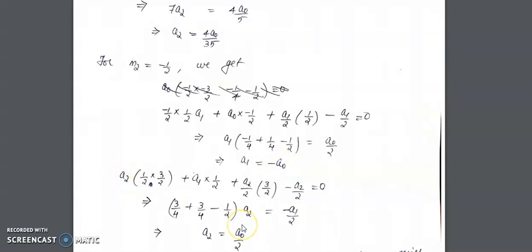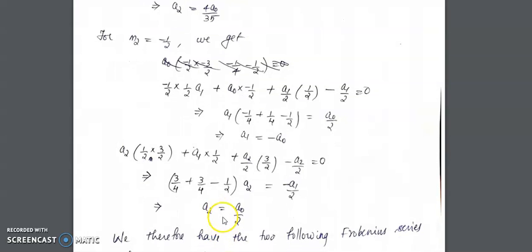In the third equation, substitute the values of m, a0 and a1. So that will give the value for a2. So a2 into 3 by 4 plus a1 into 1 by 2 plus a2 into 3 by 4 minus a2 by 2 equal to 0. So when you simplify, you will get 3 by 2 minus 1 by 2, again 1. So a2 will be equal to minus a1 by 2. So replacing a1 in terms of a0, you will get a2 equal to a0 by 2. So that's the value for a2.